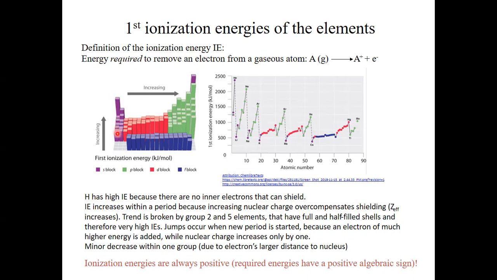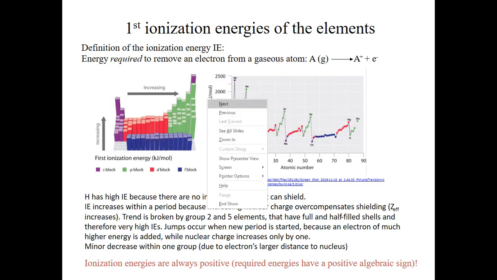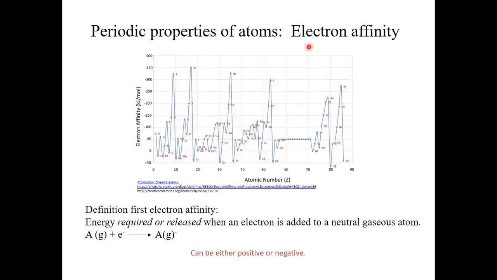Okay, then let us move on to the next periodic trend, which is the electron affinity. So the electron affinity is the energy required or released to add an electron to a gaseous neutral atom.